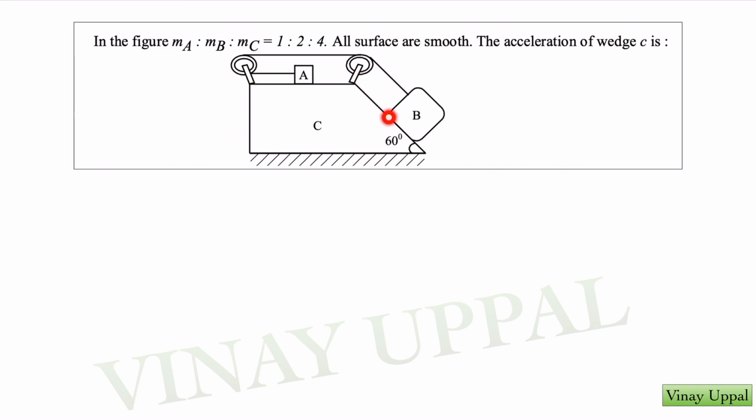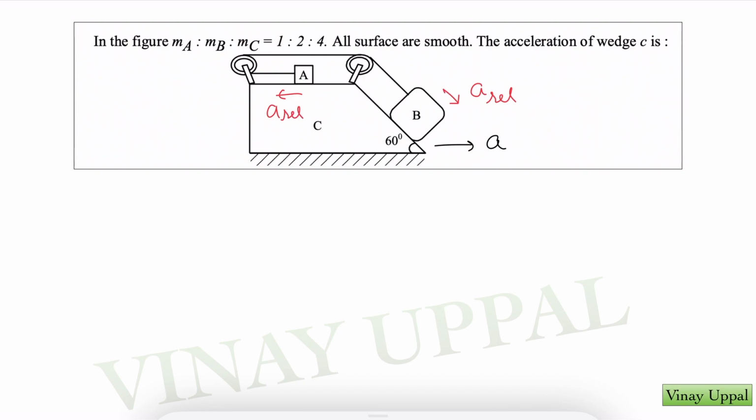Let's do another string wedge problem. So I have 3 masses, MA, MB, MC in the ratio of 1, 2, and 4, and find the acceleration of the wedge C. So let's say acceleration of C is A to the right, and let's say B is traveling with an acceleration of A relative in the downward direction. This is relative to the wedge C, and therefore A will travel to the left, the same A relative again with respect to wedge C.